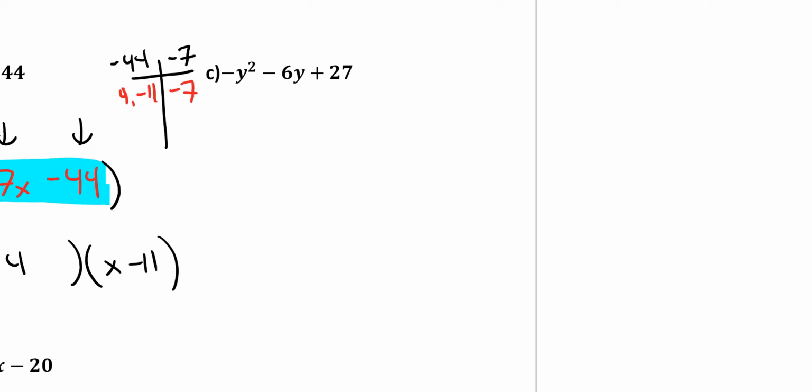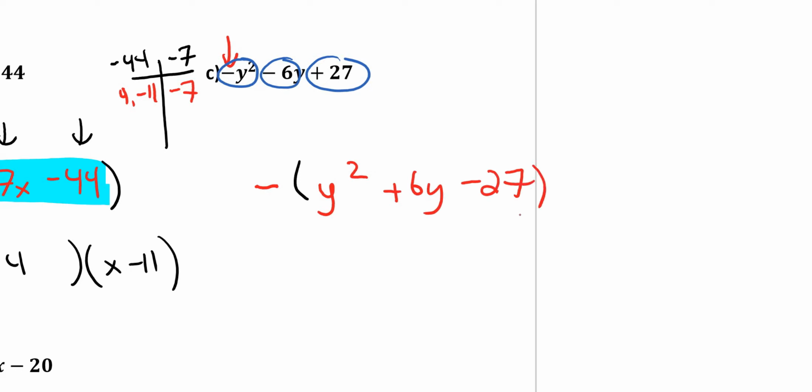Okay, for letter C here, I see a minus sign, so let's pull that out. Because I've done a few of these now, I know all these signs will just change to their opposite. So this would be positive y squared, positive 6y, and -27. And that's how I would factor out the negative sign there.